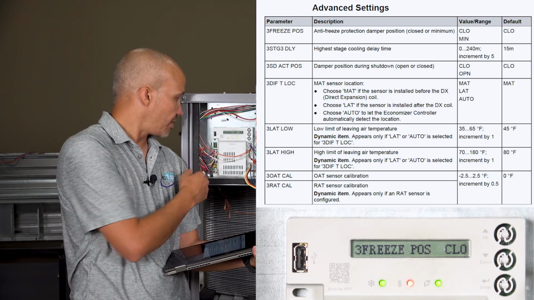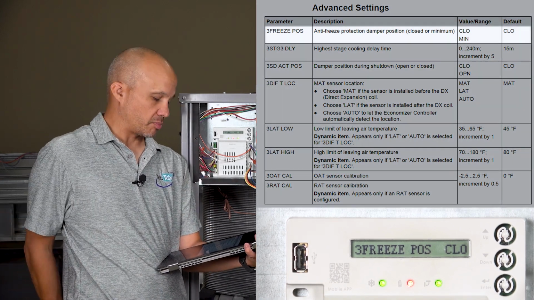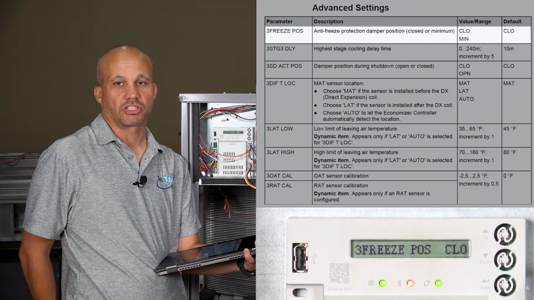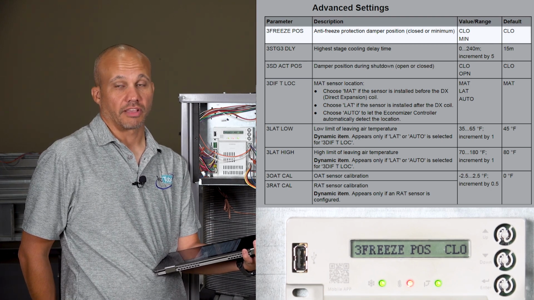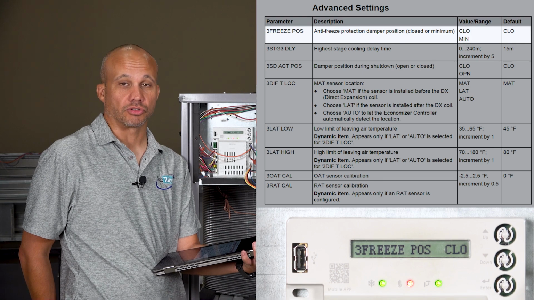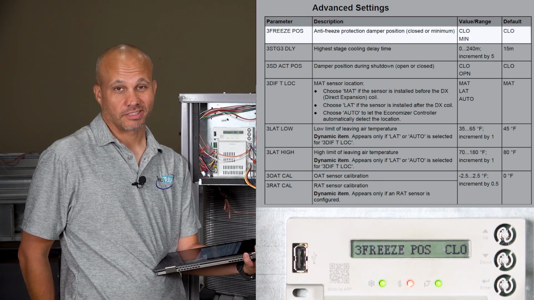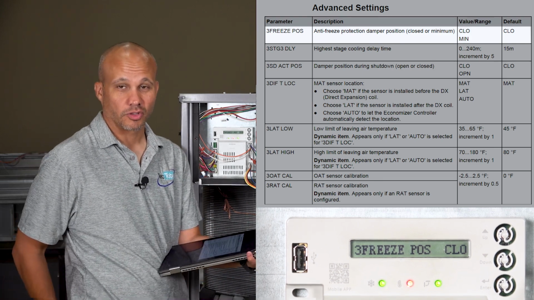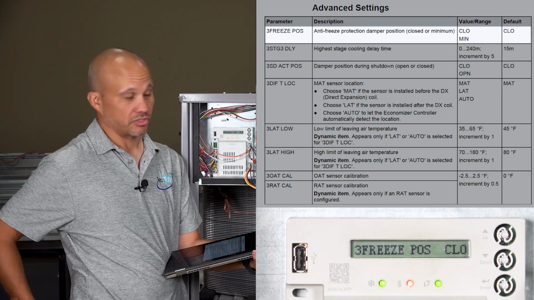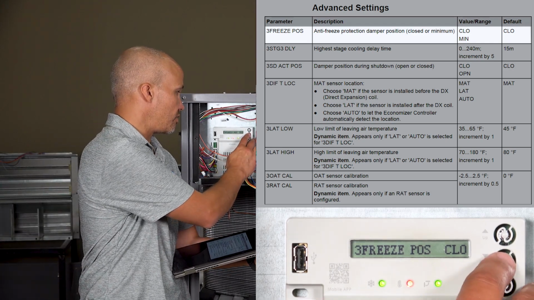So going through them here, the very first one is freeze stat. By default, if there's a freeze condition in the mixed air, it's going to go to the closed position for the damper. If you want to go to only minimum instead of closed, you could. It doesn't really make any sense because chances are if the mixed air is that cold, you've already throttled back to the minimum. So it doesn't make any sense, but you could change it in here if you needed to change it.